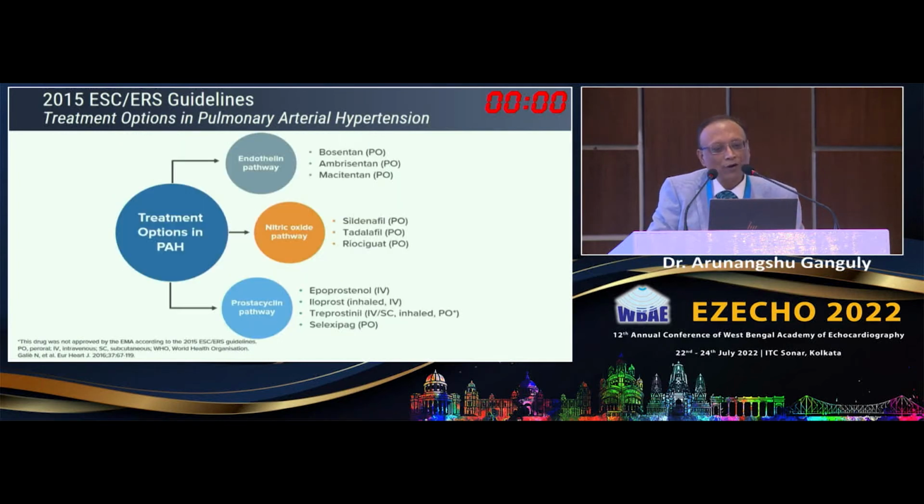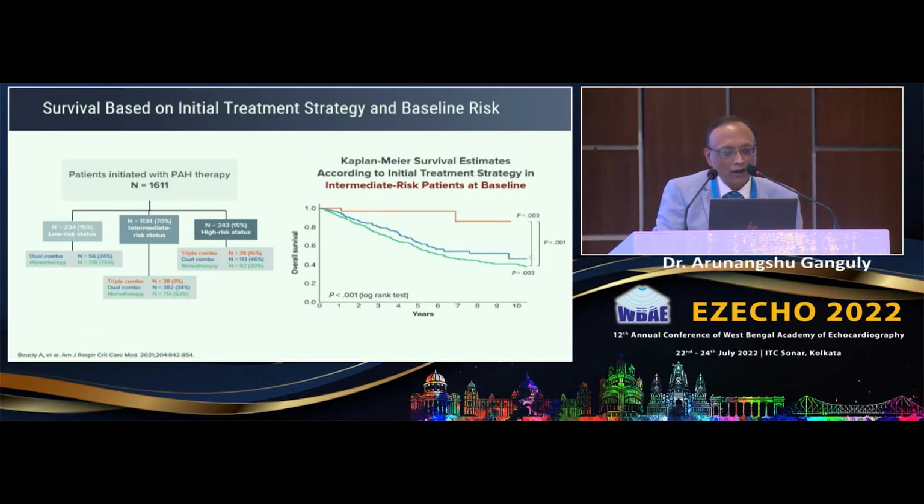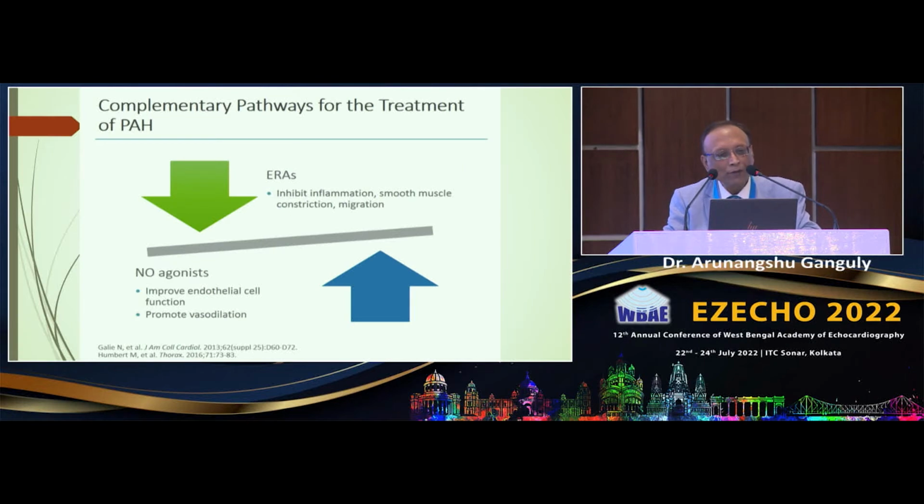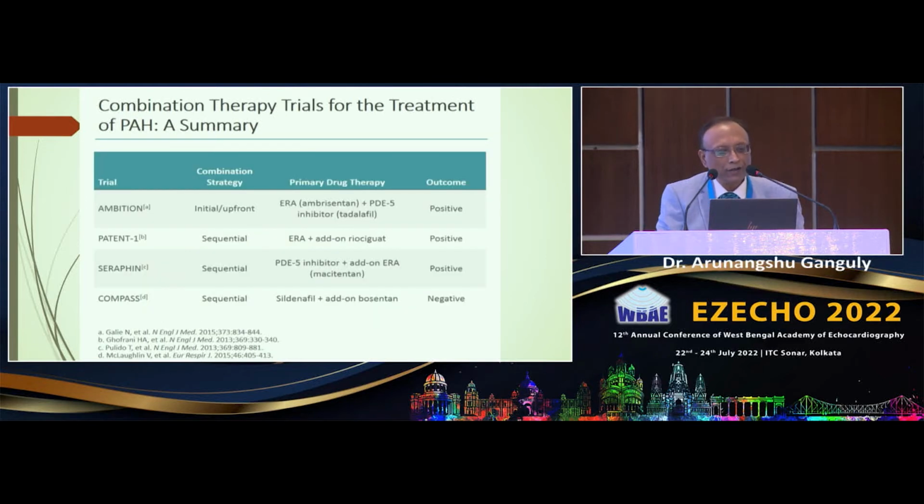The treatment consists of endothelin pathway inhibitors: bosentan, ambrisentan, macitentan. In the nitric oxide pathway, you have sildenafil, tadalafil, riociguat. And in the prostacyclin pathway, all are intravenous or inhalational. Only selexipag is oral. There are complementary combinations. The ERAs, that is endothelin receptor antagonists, along with nitric oxide agonists, are complementary. All the combination studies were positive except for the combination of bosentan and sildenafil, which should not be combined.